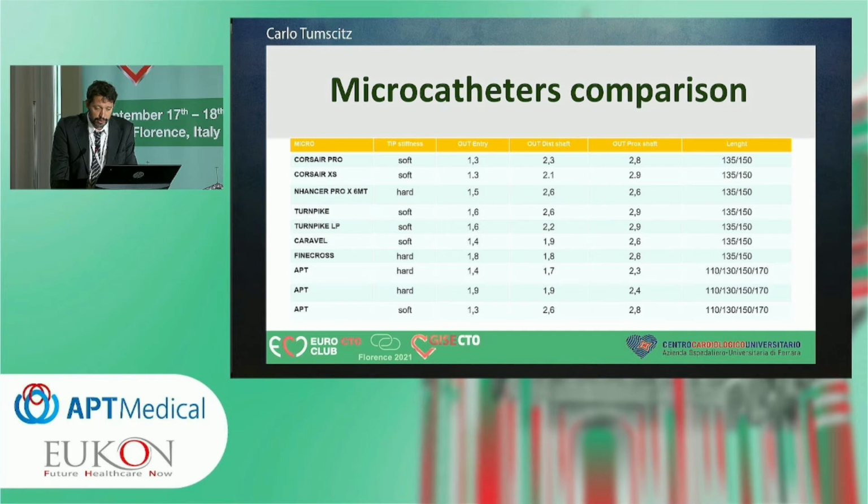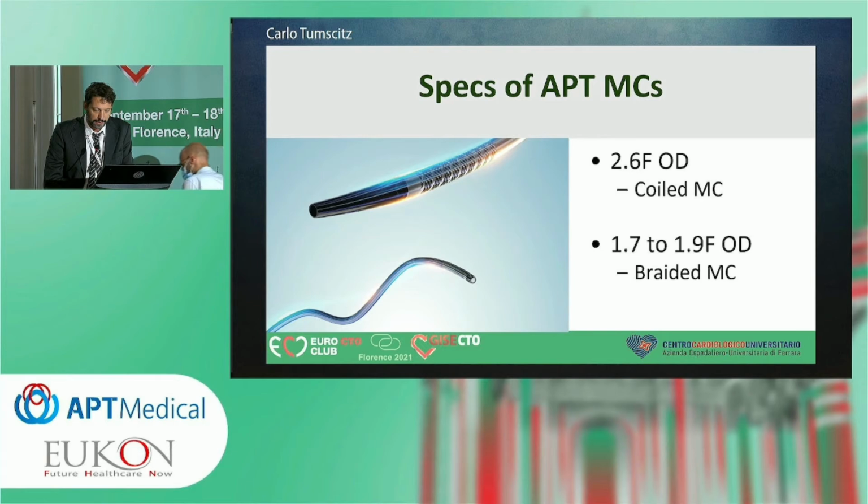These are the characteristics of different microcatheters. Obviously, they're not all, but as you can see, there is something new in the market. So I'm talking about the APT microcatheters. These are just the specs that we see from the chart, so it's not easy to understand the behavior of this microcatheter just from the specs. But what we see now is that there is something new coming in the field, I think. These are the two bigger families of these microcatheters. The first one is coiled microcatheters, 2.6 French of outer diameter, so basically not far away from what we know.